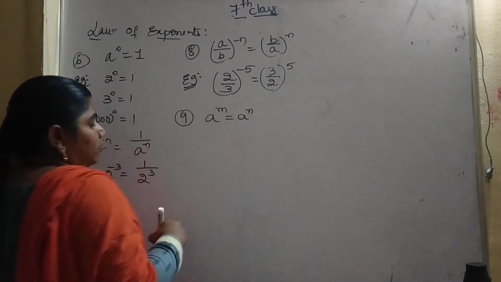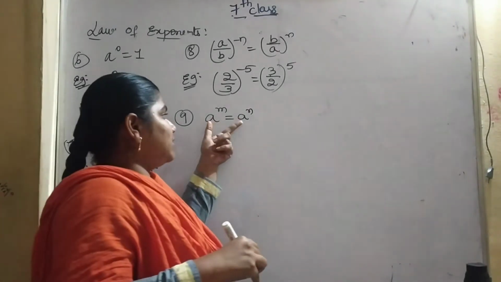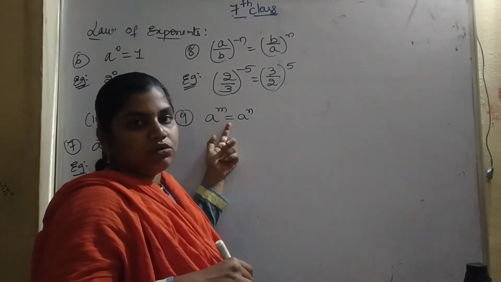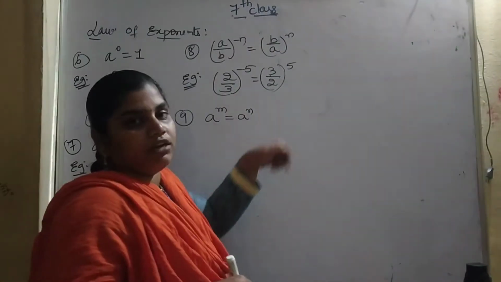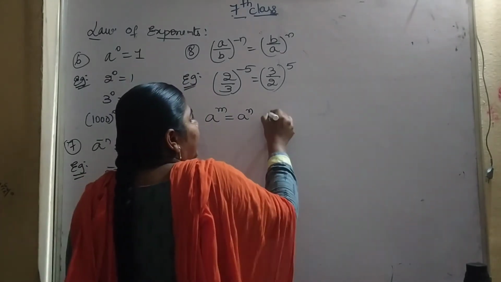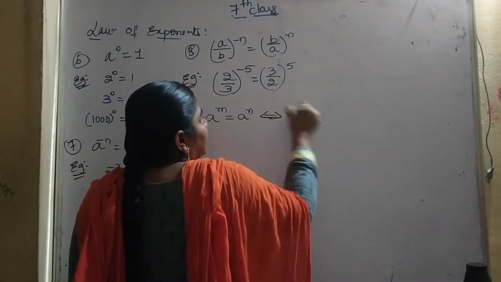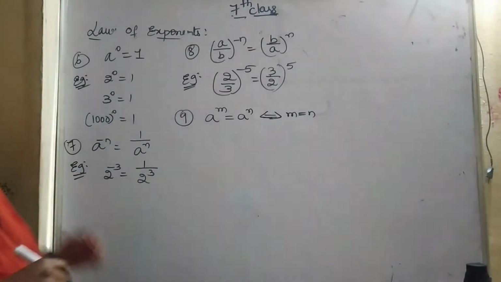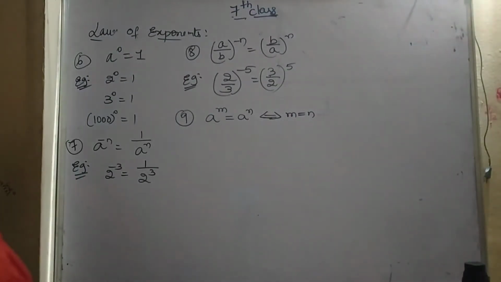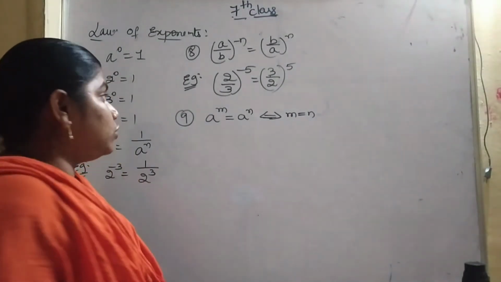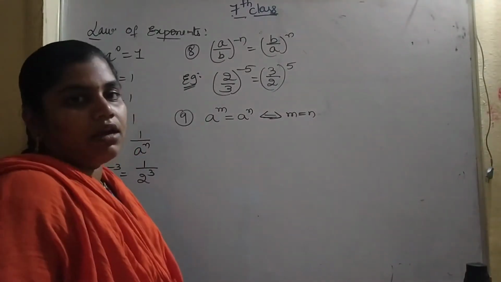that is a power m is equal to a power n. When both bases are equal, with an equal to sign in the middle, we have to equate the powers. So we will write it in the form of m is equal to n. So this is our 9th condition.